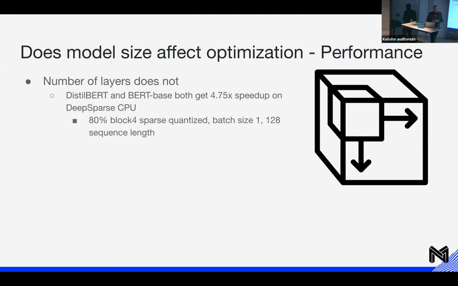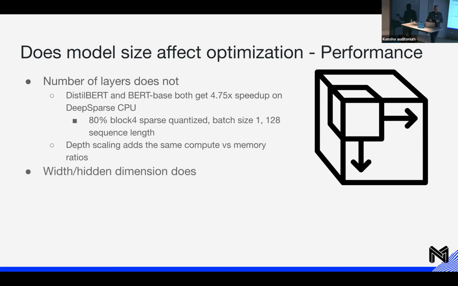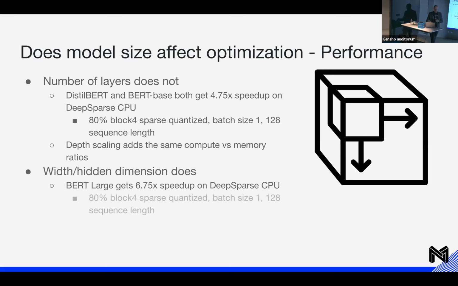This was at batch size 1, sequence length 128 for one of our block sparse quantized models. And this is mainly just because depth scaling is adding the same compute versus memory ratios. So we're not going to get a lot of benefit from that. Width and hidden dimension size does help out quite a bit though. BERT large gets a 6.75x speed up for the exact same setup. And this is because it has a lot more compute because it has a larger hidden dimension size.